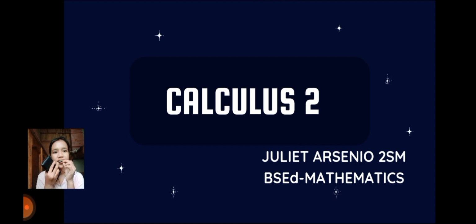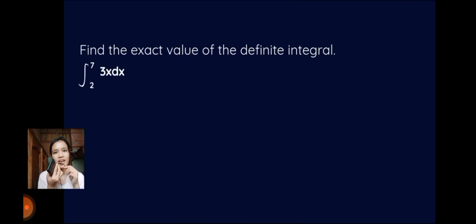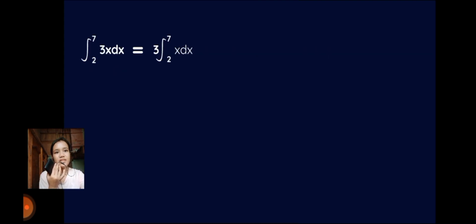So let's get started. Find the exact value of the definite integral of 3x dx from 2 to 7. So ang una natong buhatan is pangitaon nato ang antiderivative sa 3x. So una nato is gibulag nato si 3 and si x para dili ta maglisod, paggamiton na nato si power rule of antiderivatives.